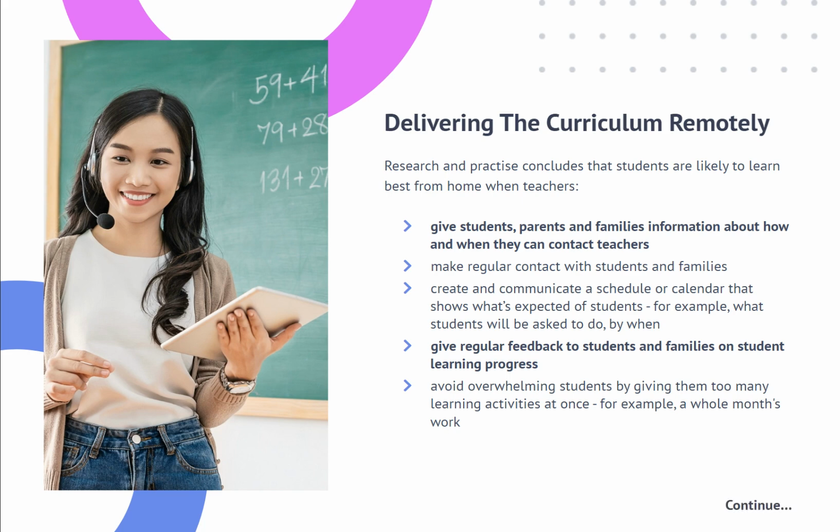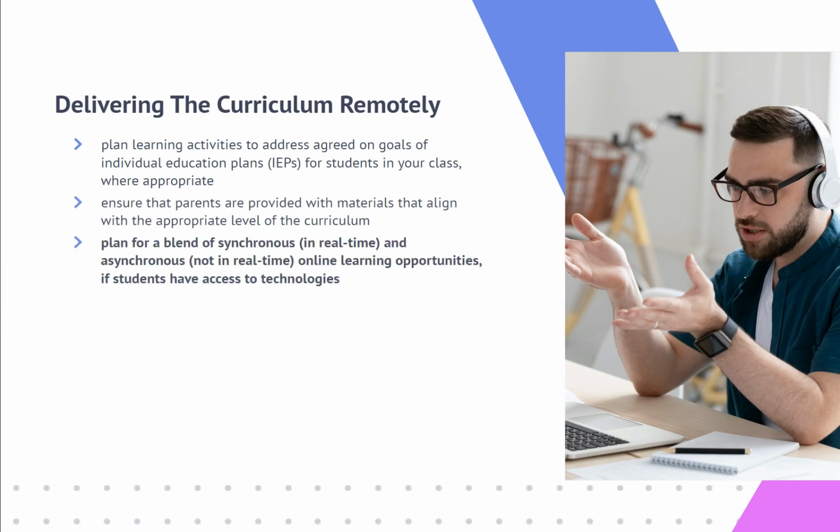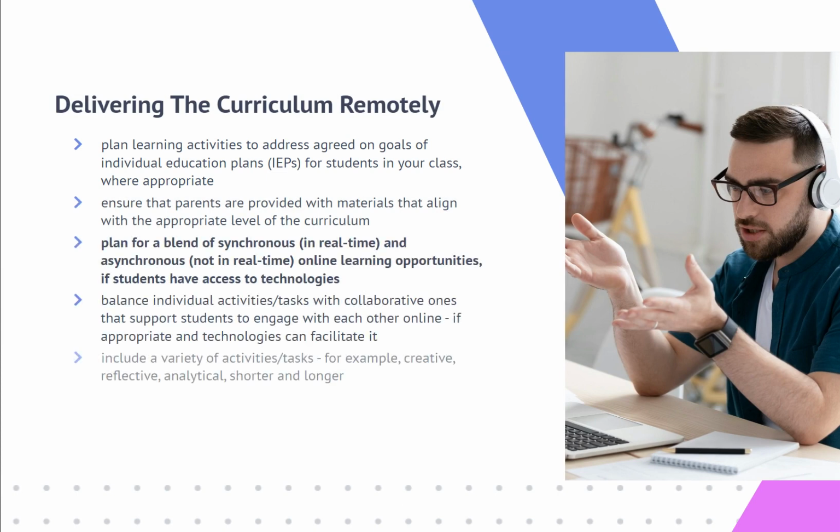Avoid overwhelming students by giving them too many learning activities at once, for example, a whole month's work. Plan learning activities to address agreed-on goals of individual education plans, IEPs, for students in your class, where appropriate. Ensure that parents are provided with materials that align with the appropriate level of the curriculum. Plan for a blend of synchronous, in real time, and asynchronous, not in real time, online learning opportunities, if students have access to technologies.